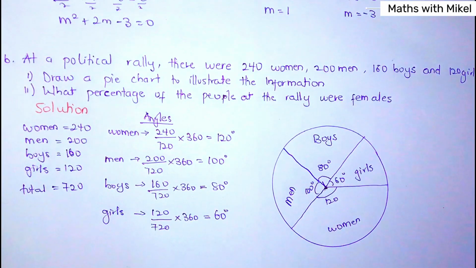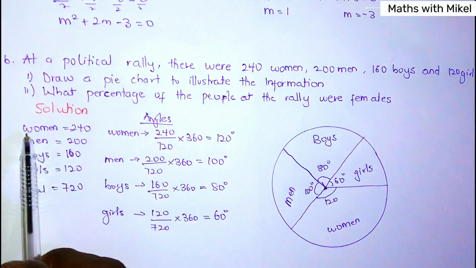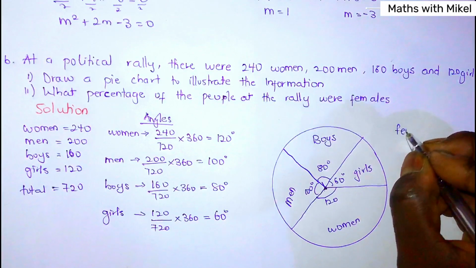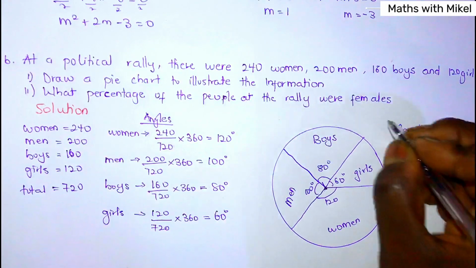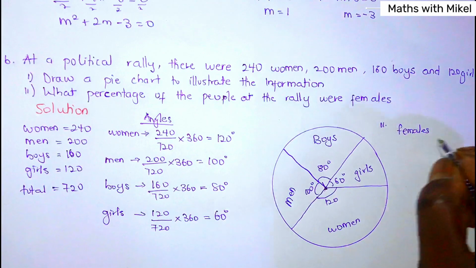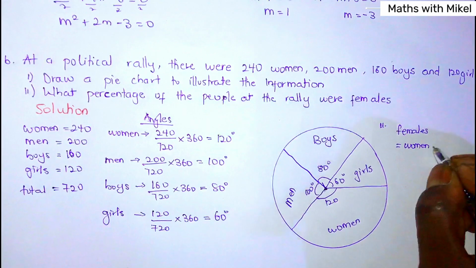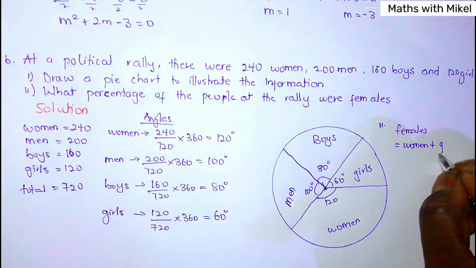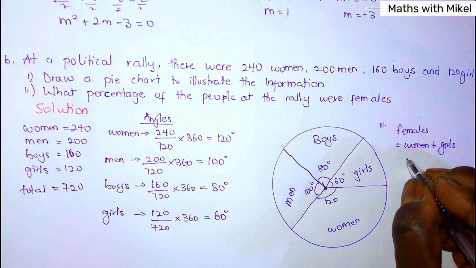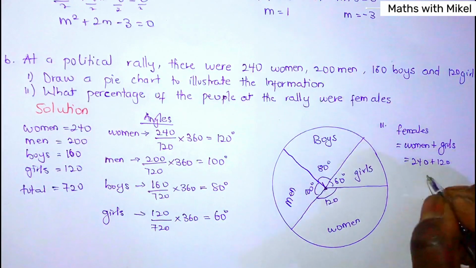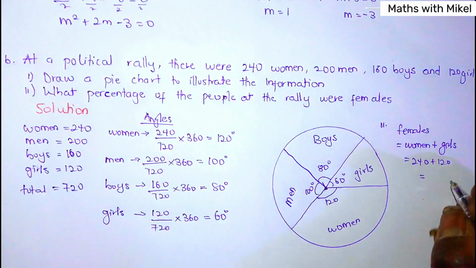Okay, so the last part of the question says, what percentage of the people at the rally were females? Now we know females comprises both the women and the girls. So females, this is the II part of the question. And that's women plus girls. So that gives us 240 plus 120. And this is 360.